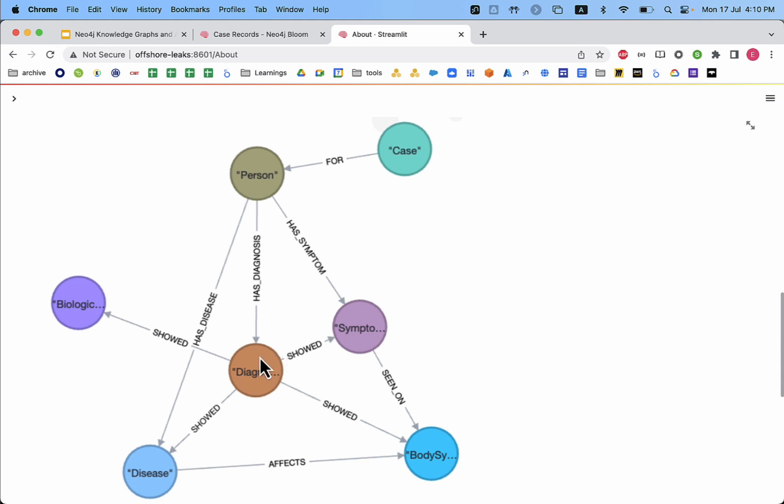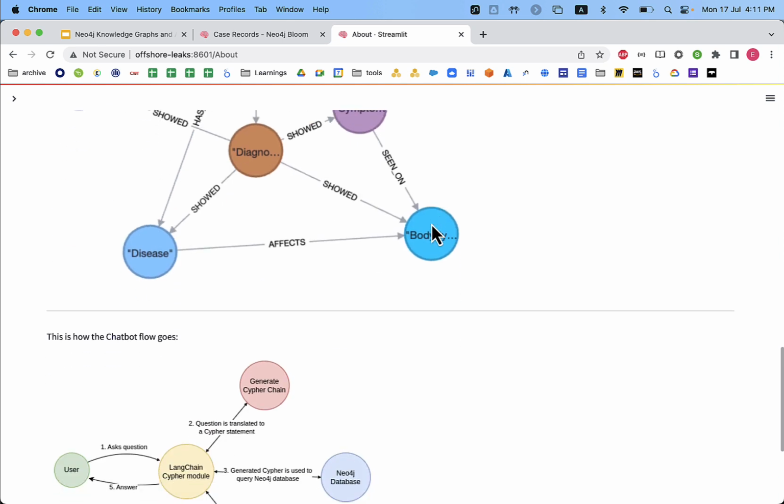So as you see here, we are going to extract the case. The case node denotes the case that has been fed in, and then the person for whom the case history is about, the diagnosis mentioned in the case, the symptoms extracted from the case information, as well as the affected body parts, the disease that the person has, and any biological information shown in the diagnostics. So we are going to extract this schema from the case history, and we are going to store it inside the Neo4j database.